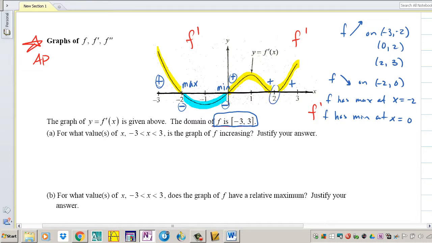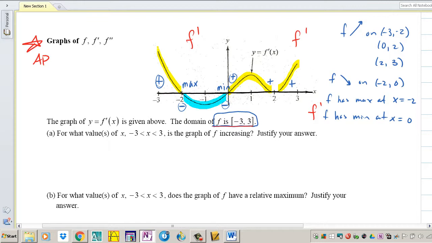Now let's take a look at x equals 2. Does the graph switch signs? Well, no, it doesn't switch signs because it's going from positive to positive. So the derivative is still positive on both sides of 2. That means that 2 is not a maximum or a minimum. It's got to switch signs.